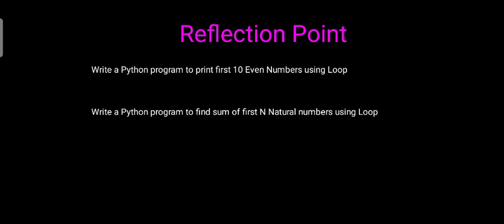Now you have to solve two little programs. The first one is to write a program to find the first 10 even numbers using a loop. The second program is to write a Python program to find the sum of the first n natural numbers. You can use any kind of loop, either while or for loop.